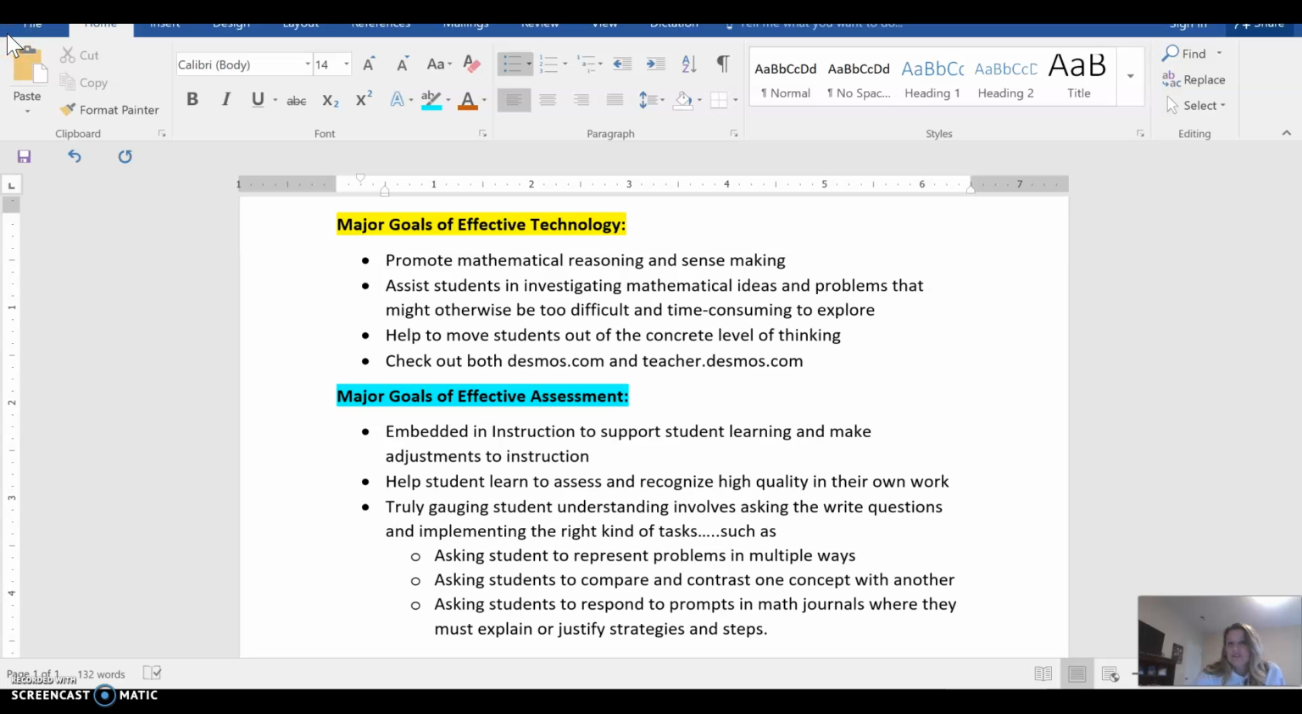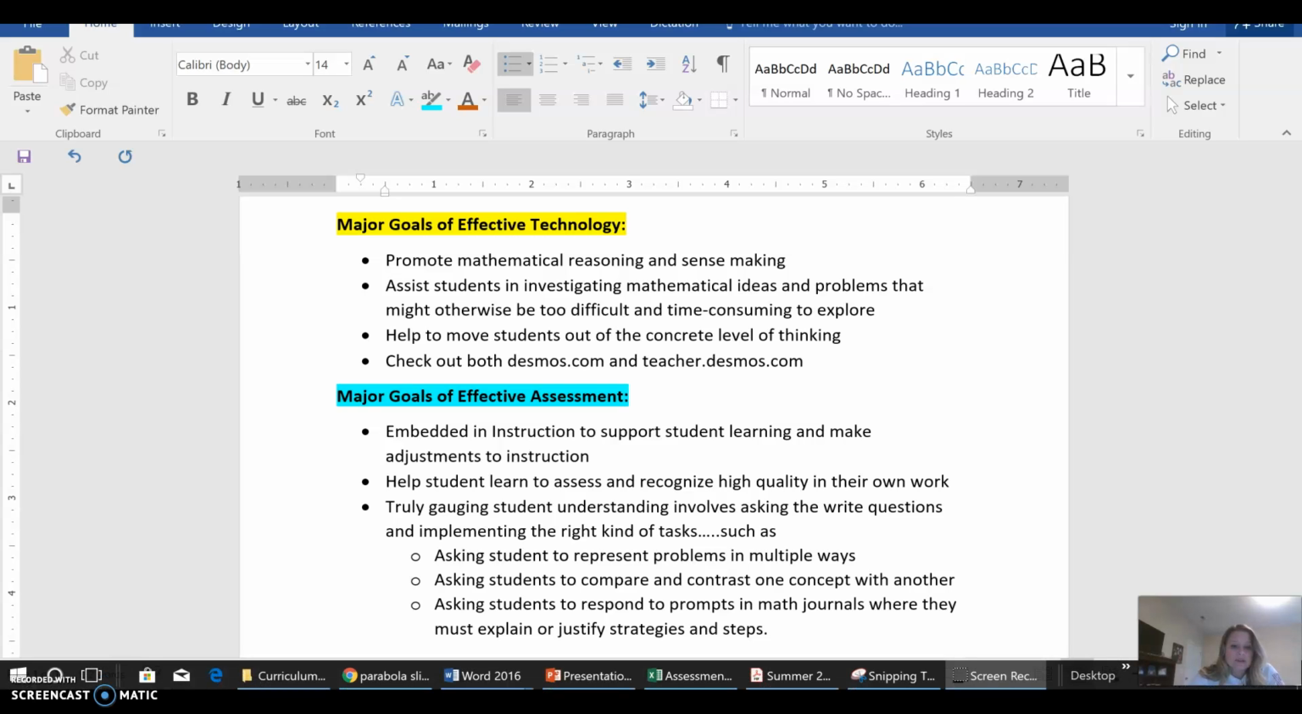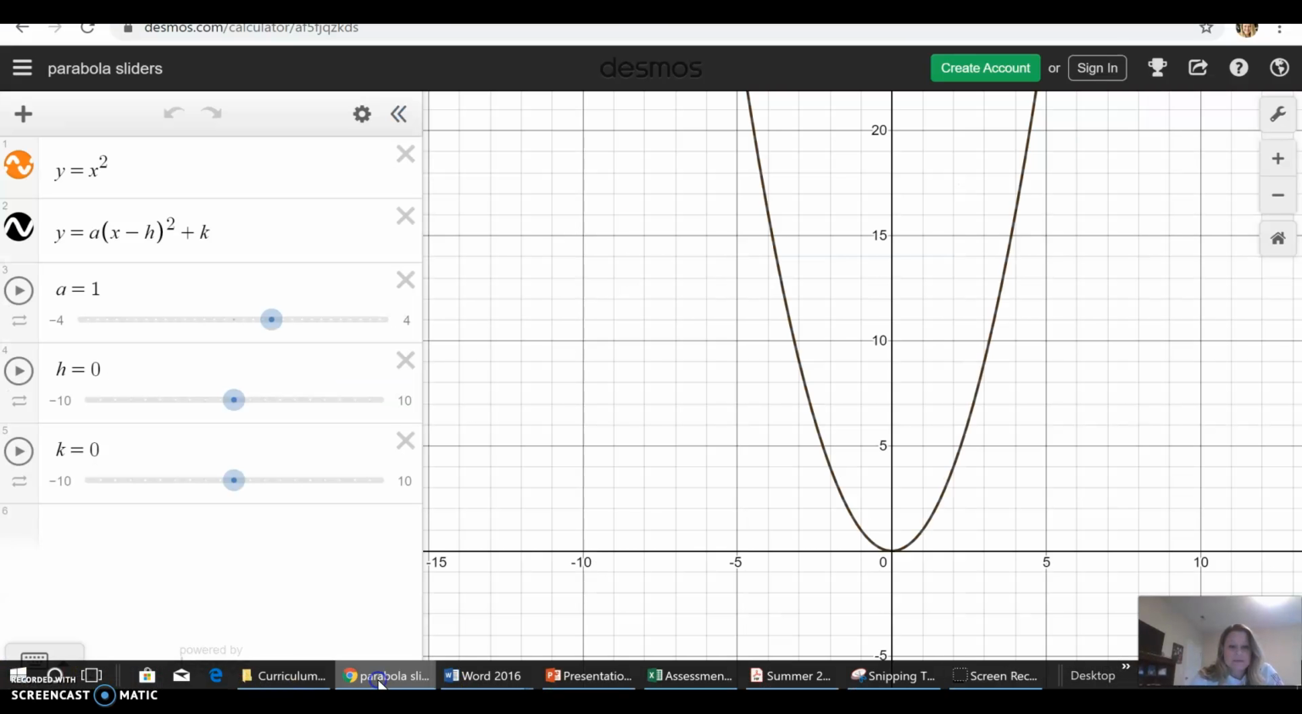One topic that usually takes a while to explore, particularly if you're doing it by hand or even if you're just using a standard graphing calculator, is quadratic functions, and how changing some of the different parameters in it affect the overall look of the graph that you create. But I'm going to go ahead and go into the Desmos calculator first.